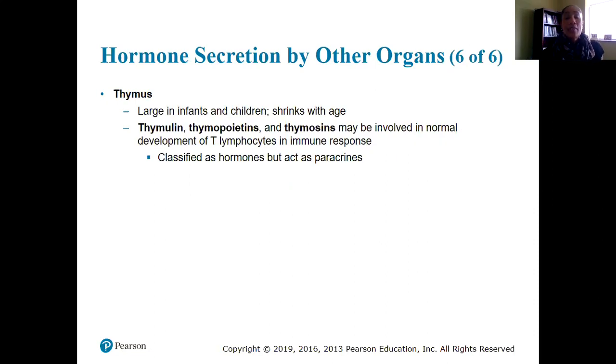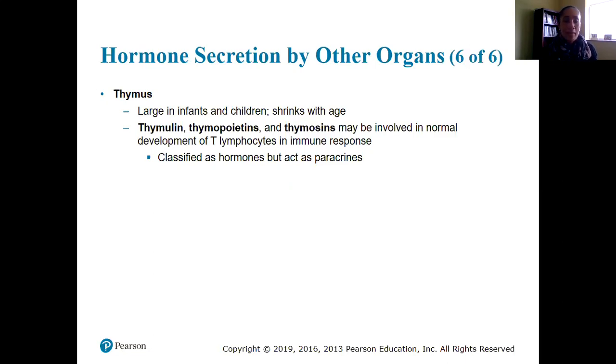The thymus is large in infants and it decreases over time as we age, and it begins to shrink as we age. So the thymus is going to produce 3 different types of hormones, and the one that most people talk about are thymosins that may be involved in normal development of T lymphocytes in our immune systems.